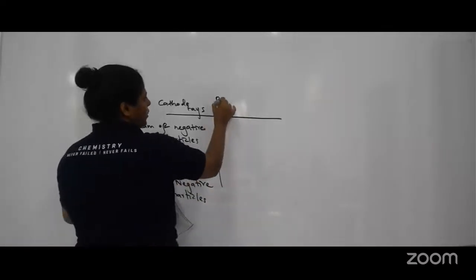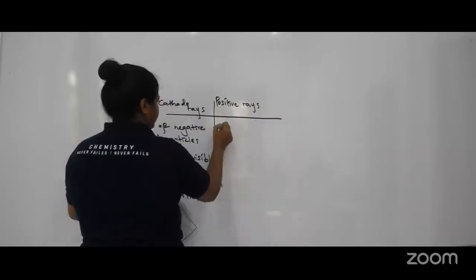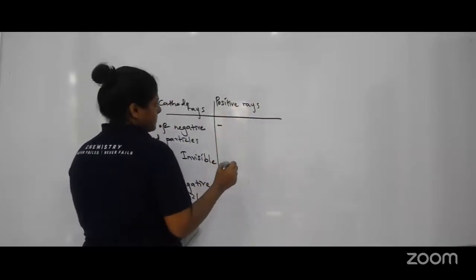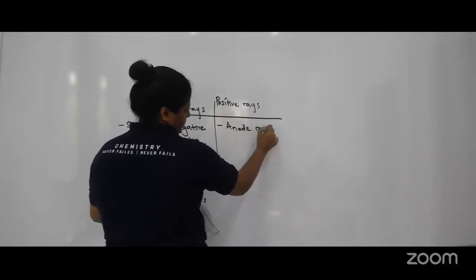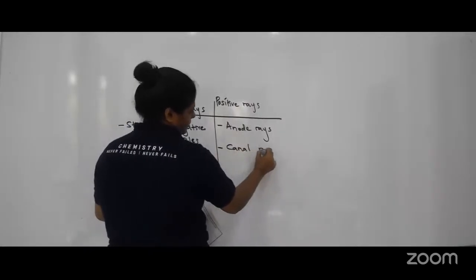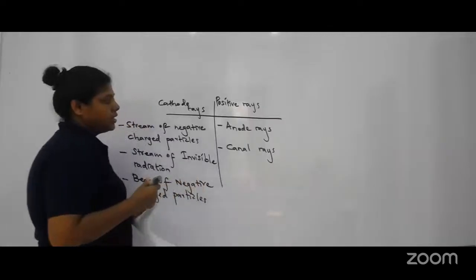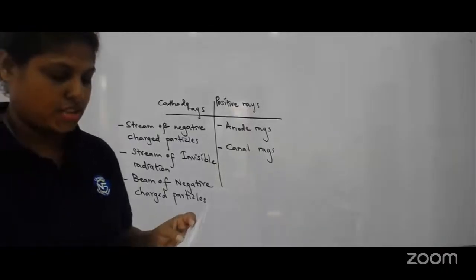For the positive rays, the first one is anode rays, and the second one is canal rays. These are another two names that can be used for positive rays. You can note them down in your theory note.